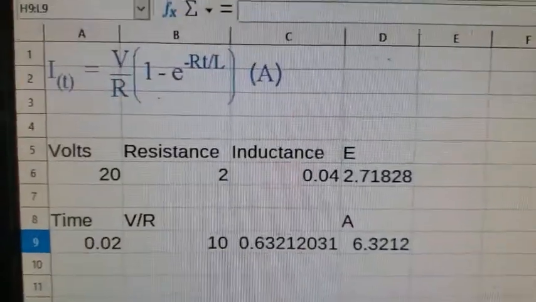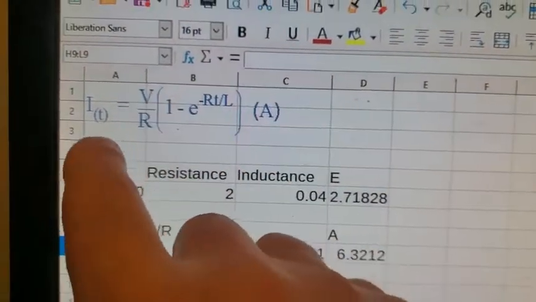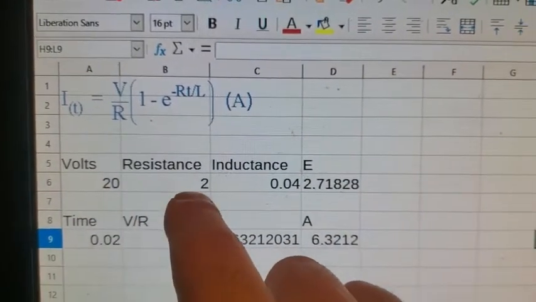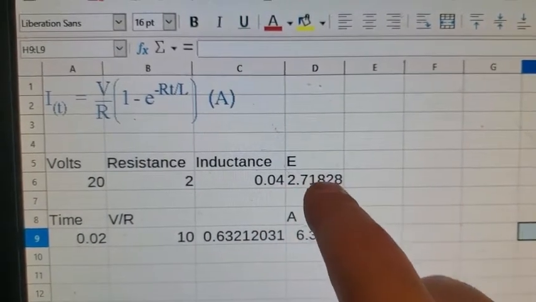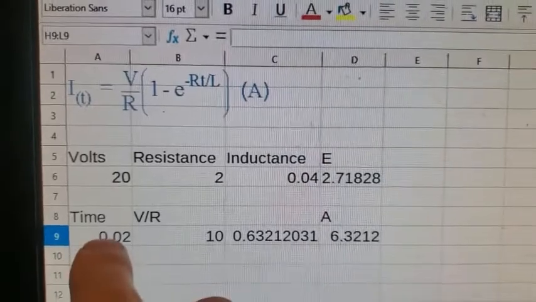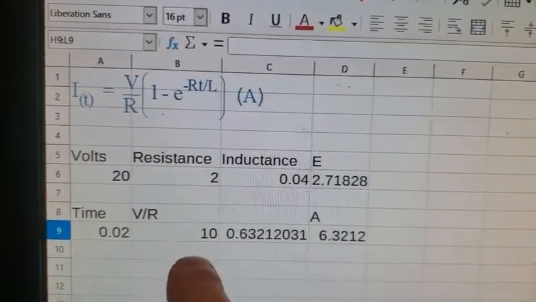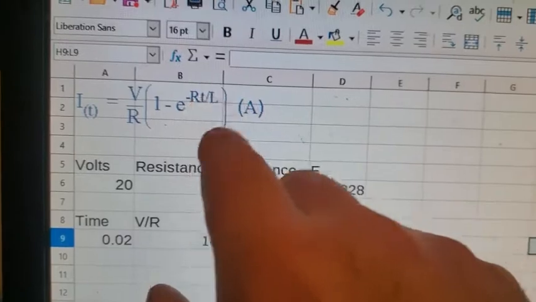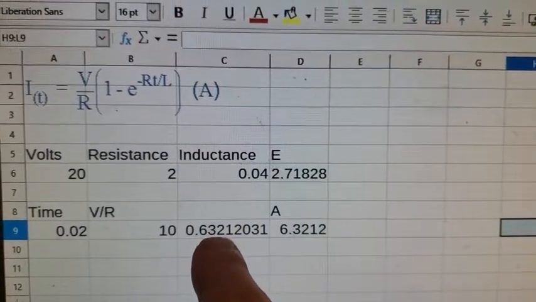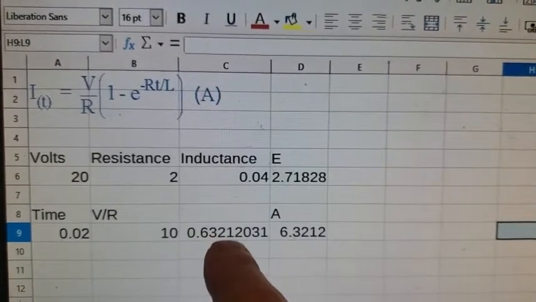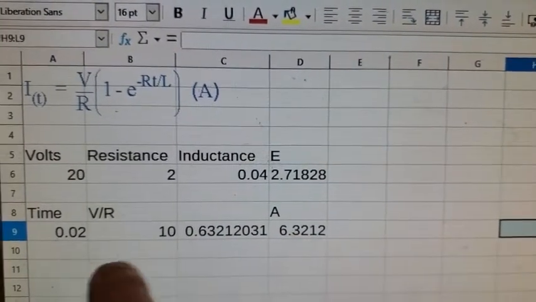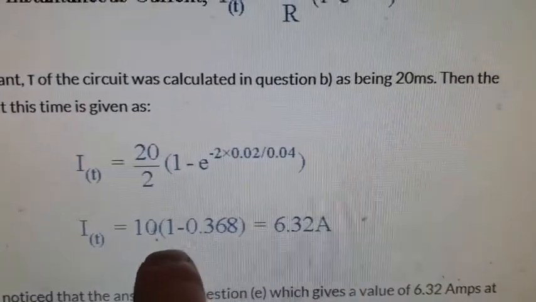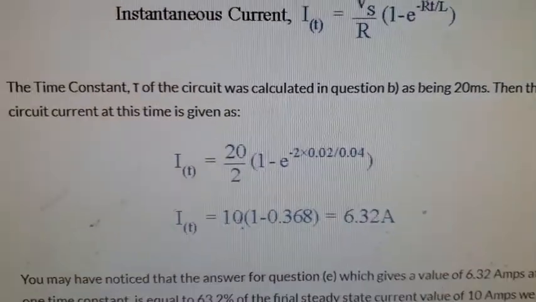So here we have, like the example that was shown, the equation there for instantaneous amp flow. For the coil, we have the volts at 20, a resistance of 2 ohms, inductance of 40 millihenries, and there is E. And so we say time there, and then V over R, and that's what your end state amp flow is, and that's 10, so that's just like they said. And then you got this part, and that equals that, and so your instantaneous amp flow will be 10 times this, 6.3212 at 0.02 seconds. Going back here, 0.02 seconds, 6.32 amps. So we got it.